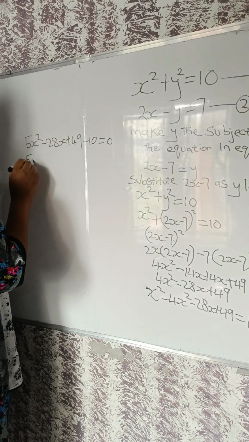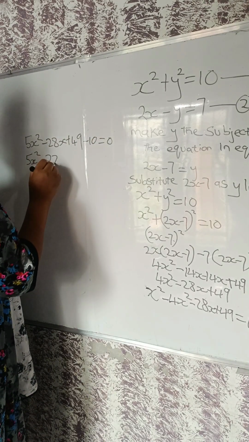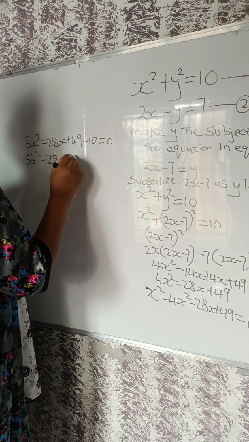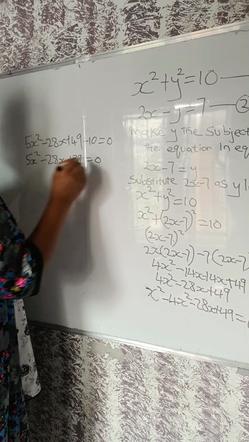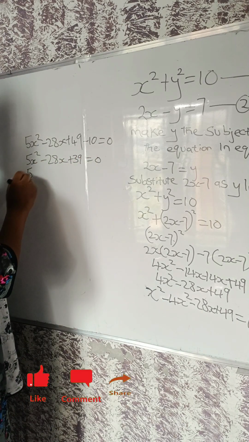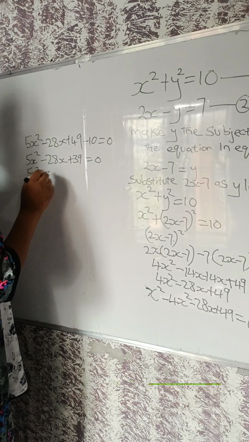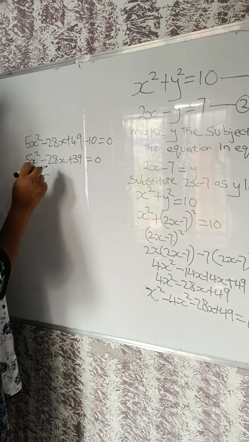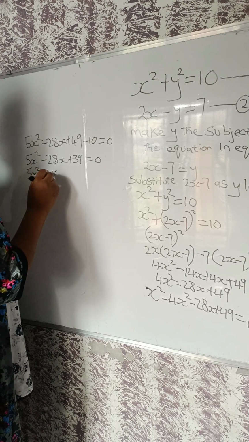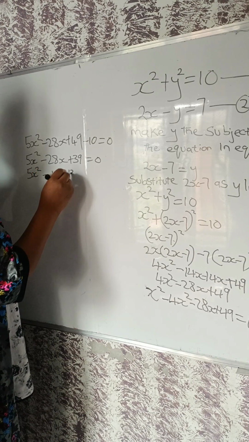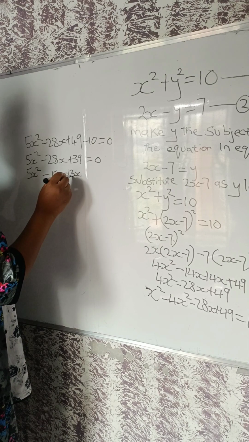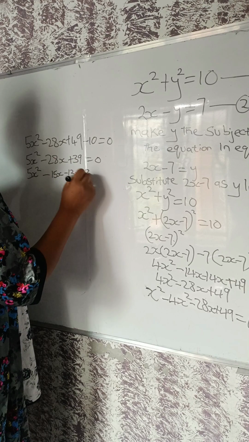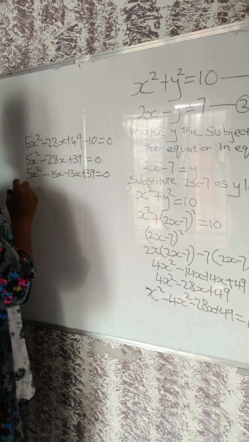So we have 5x squared minus 28x, 49 minus 10 is plus 39 equal to 0. So what two numbers can we add to have 28? That should be minus 15x and minus 13x. Minus 15 and minus 13 will give you minus 28. So plus 39 equal to 0.